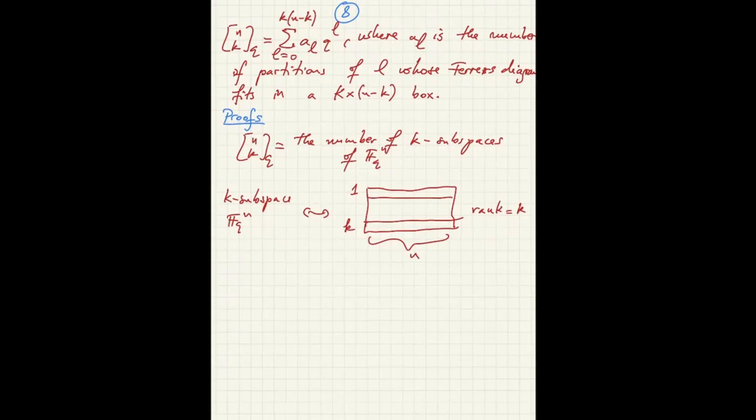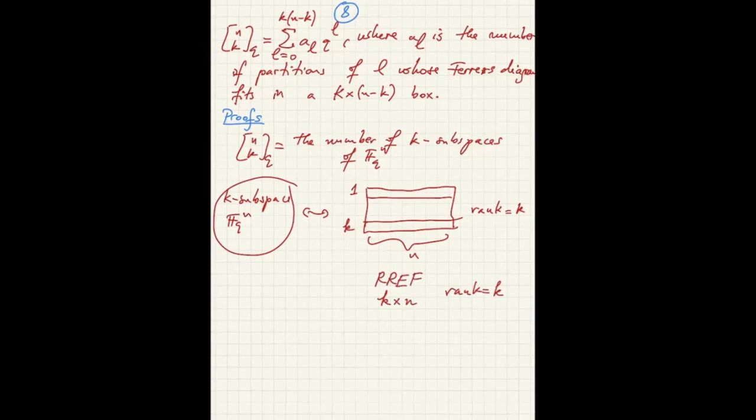But what we are actually going to focus on is this: whenever you have a matrix with the property that the rank is k, we can bring it to a row reduced echelon form, which is going to be unique. So we're going to count these k-subspaces by counting the number of row reduced echelon form matrices which have k rows and n columns, and have rank equal to k. Now, what is a row reduced echelon form matrix? What property does it have? Well, I'll list them here.